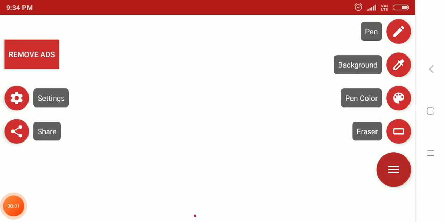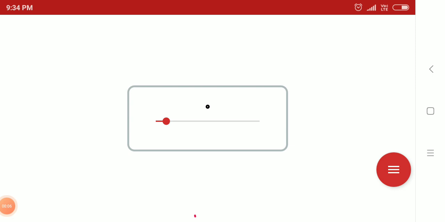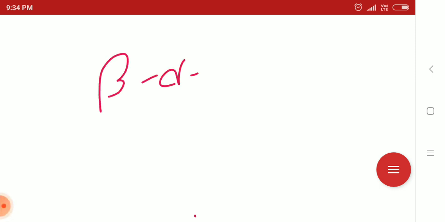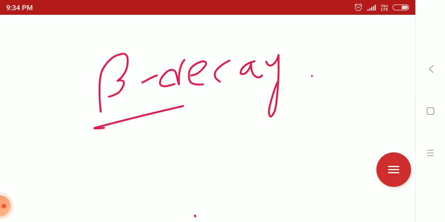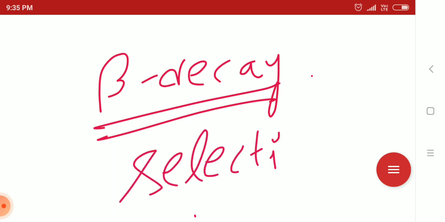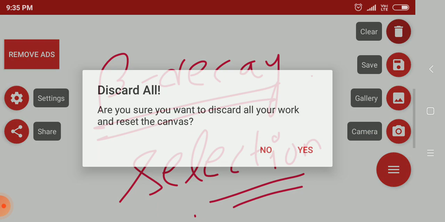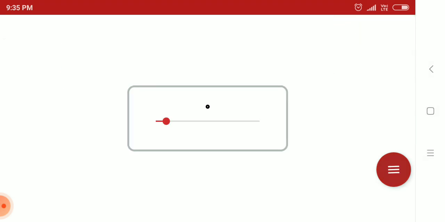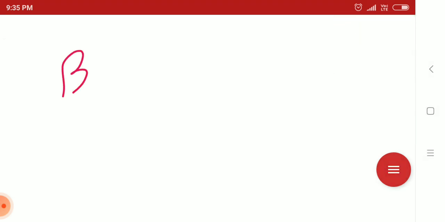Hello friends, today I am going to discuss the beta decay selection rule. In nuclear physics, we know that there are various types of decay: one is alpha decay, another is beta decay, another is gamma decay. Among these, today we'll discuss the beta decay selection rule.